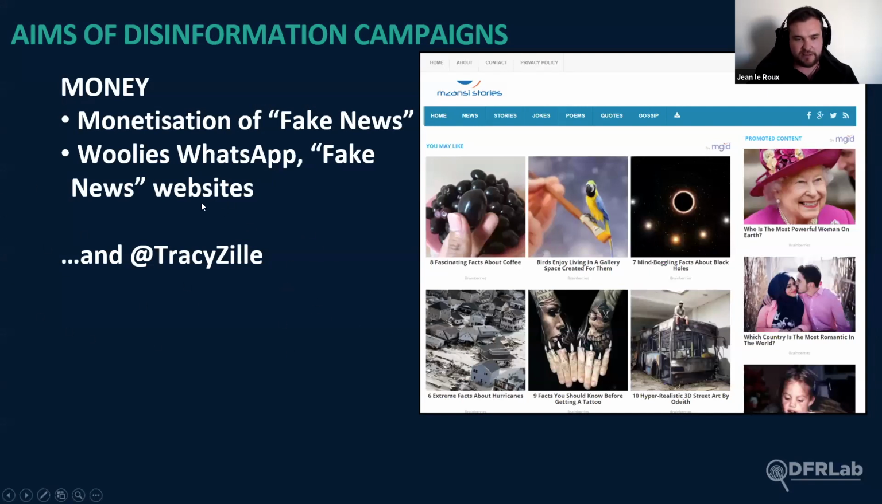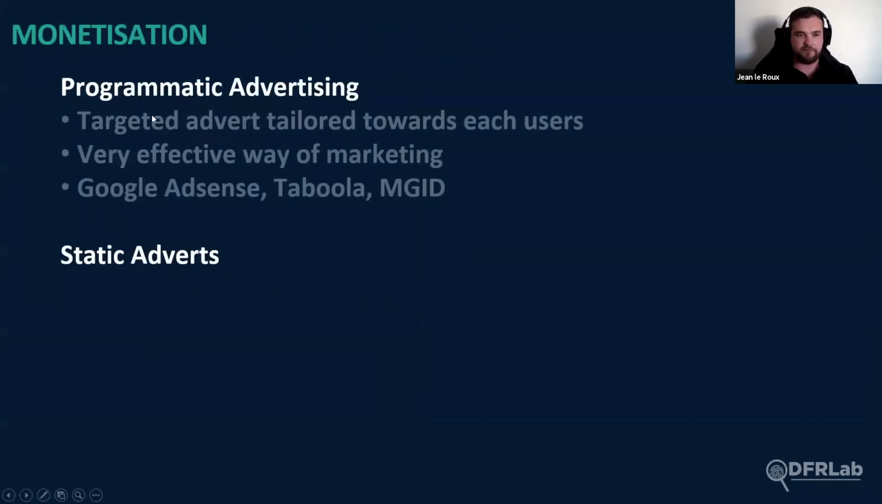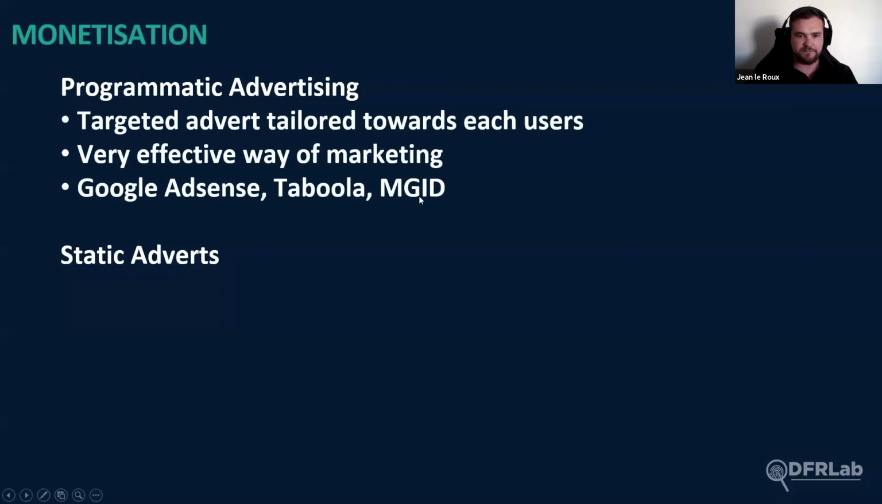And this is also where the Tracy Ziller account nested within. It wasn't a political campaign. It wasn't something for the joke. It was a commercial campaign that was aiming to score the owner some money. And it does that through, firstly, programmatic adverts, which are adverts that are tailored towards each of the visitors. That's, for example, Google AdSense, Taboola or NGID.